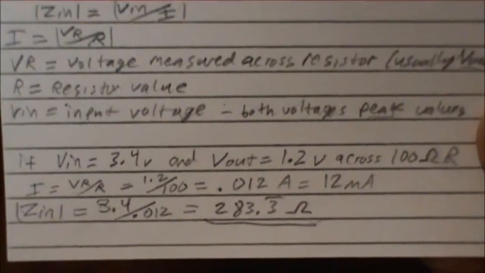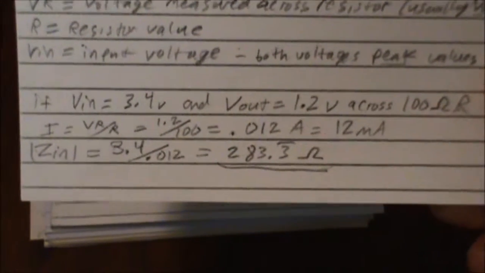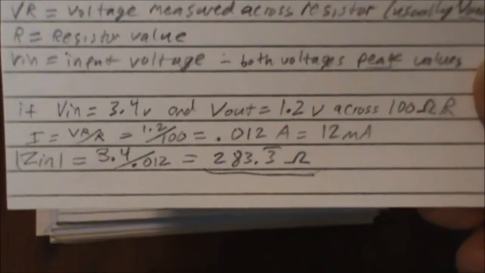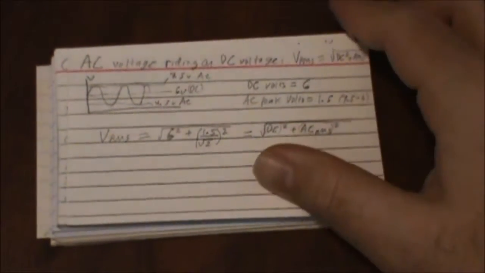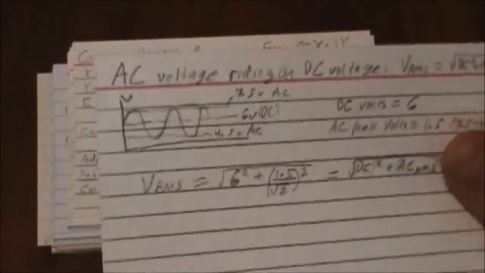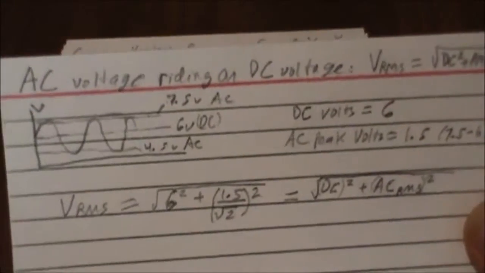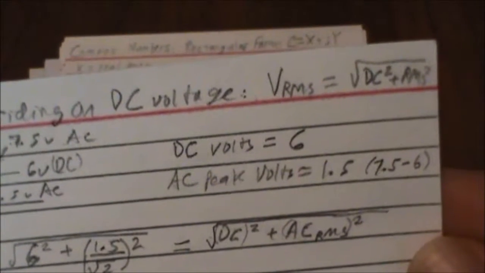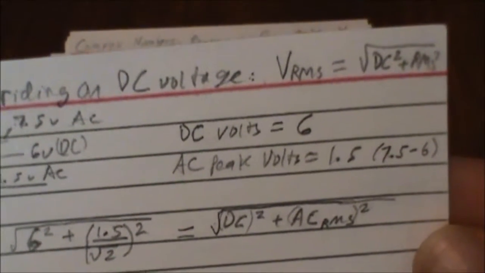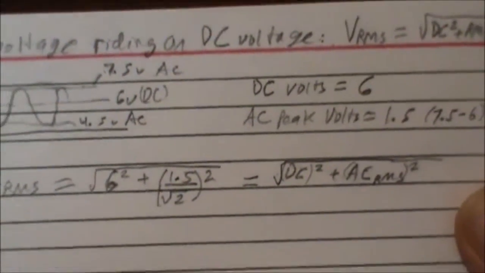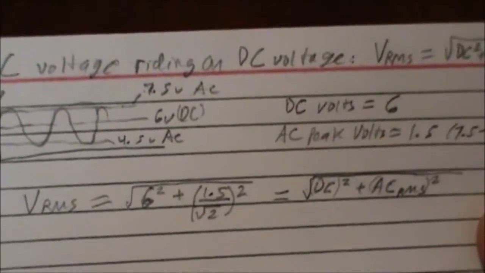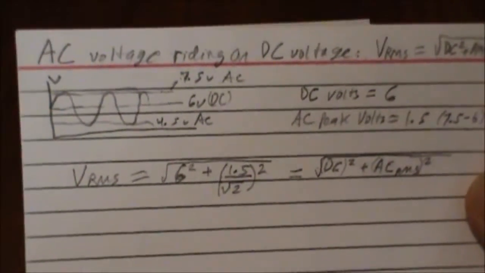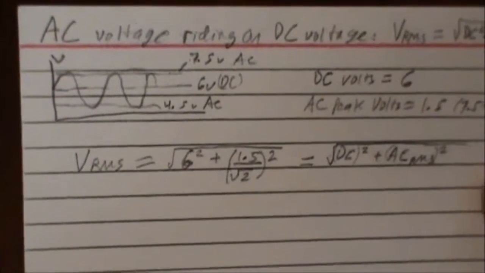Voltage across resistor, resistor value, input voltage, peak values, and there's an example. Feel free to pause the video if you want and look at that. Something else with AC voltage is that it can be riding on top of a DC voltage. So we have RMS, or root mean square voltage, which is our DC squared plus AC RMS squared voltage. So let's talk about this relationship between AC voltage and the square root of 2, which I won't go over here, but it's covered here.